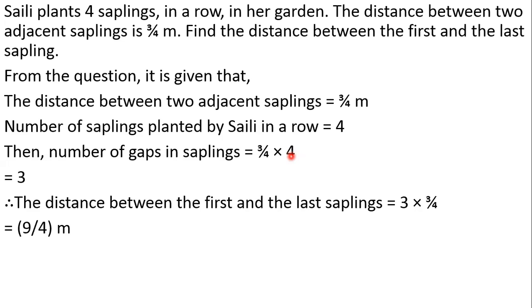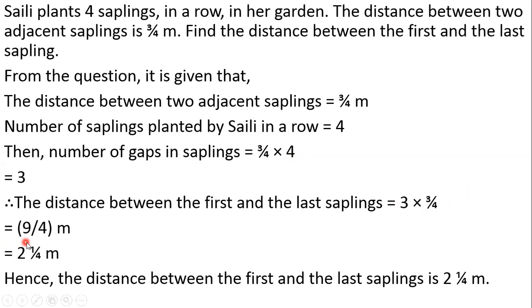Pay attention once again. There are 4 saplings planted in a row. Between 1 and 2, one gap is there. Between 2 and 3, one more gap is there. Between 3 and 4, one more gap is there. As in, there are a total of 3 gaps. One gap equals 3 by 4 meters. So 3 gaps would be 3 multiplied by 3 by 4, which is 9 by 4. Is this clear, children?